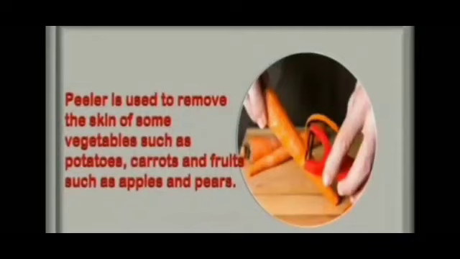Next one is peeler. P-E-E-L-E-R. Peeler. A peeler is used to remove the skin of some vegetables such as potatoes, carrots and fruits such as apples and pears. A peeler is used to peel. Peel means what? To remove the skin of the vegetables and fruits.